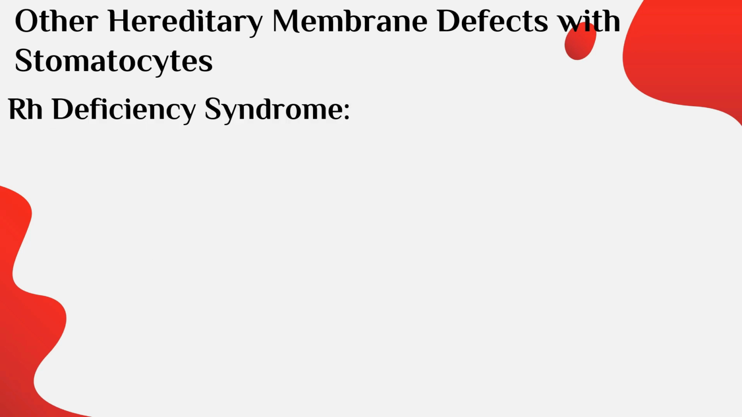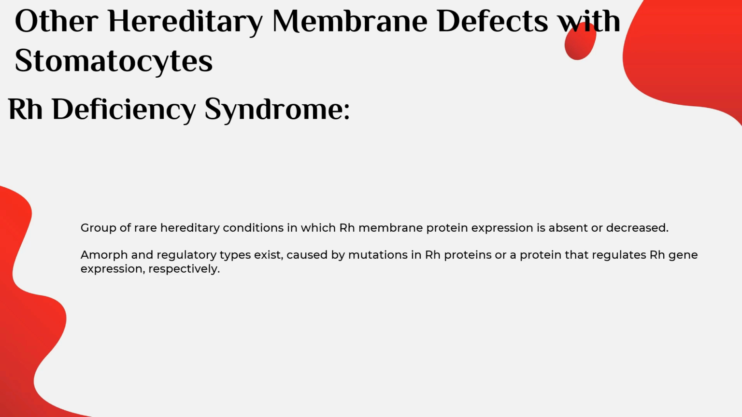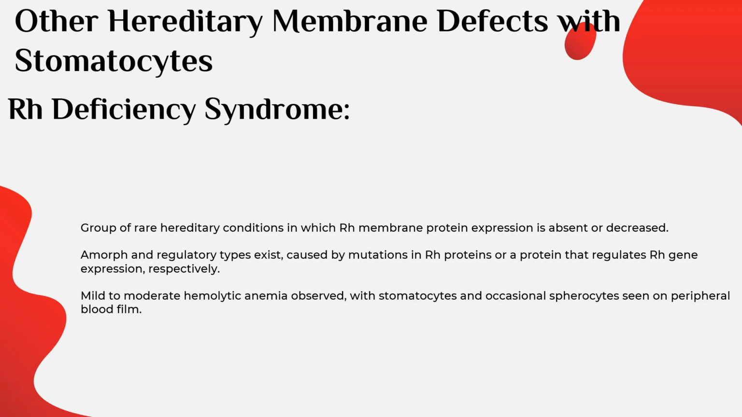Rh deficiency syndrome. Group of rare hereditary conditions in which Rh membrane protein expression is absent or decreased. Amorph and regulatory types exist, caused by mutations in Rh proteins or a protein that regulates Rh gene expression, respectively. Mild to moderate hemolytic anemia observed, with stomatocytes and occasional spherocytes seen on peripheral blood film. Symptomatic patients may be treated by splenectomy, which improves the anemia.